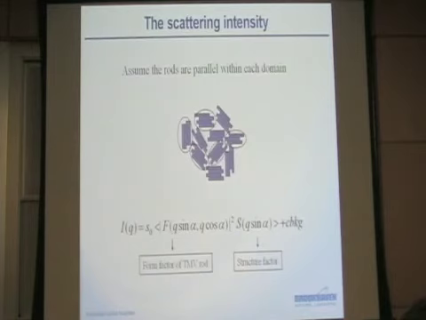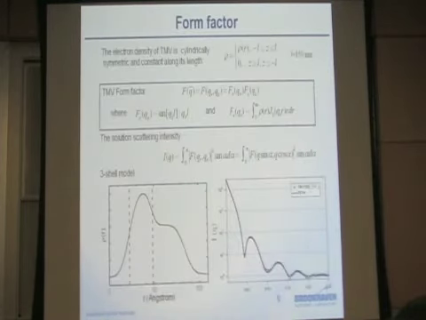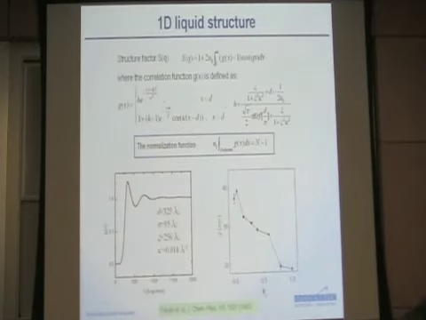And then how we model the structures. We assume the rods are parallel within each domain, as shown here, and the TMV and FM images agree with this assumption. By fitting this equation, we have to know the form factor of the rods and also the structure factor. First, we obtain the form factor by solution scattering. By modeling that, we can obtain the form factor of the single TMV rods, and then for the structure factor, because it's a liquid, we model it with the liquid structure factor.